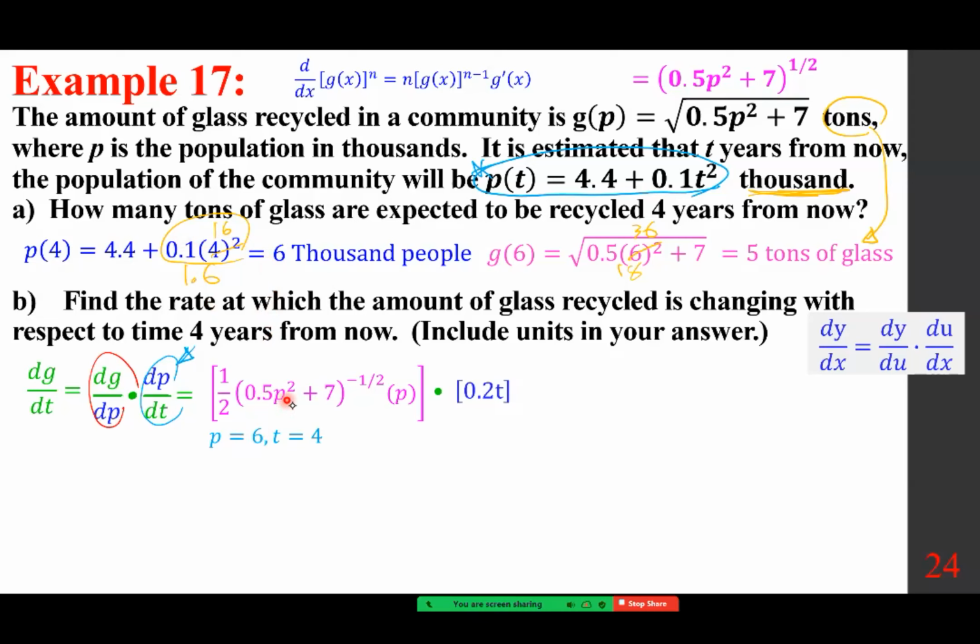Again, if they wanted you to find this as a function of t, this P and this P must be changed with that, and then multiplied by 0.2t, it becomes a function of t, everybody. But since they want just a number, we can do it by plugging in. So replace the P and replace the t.